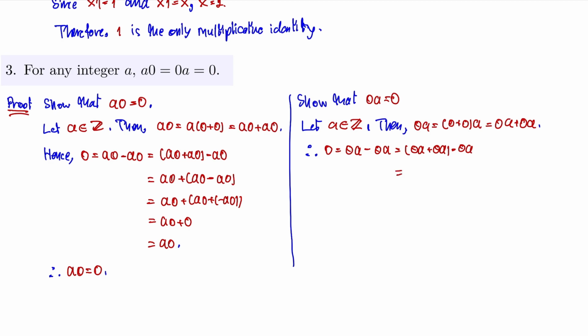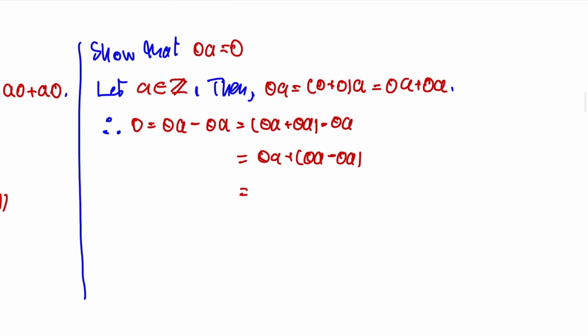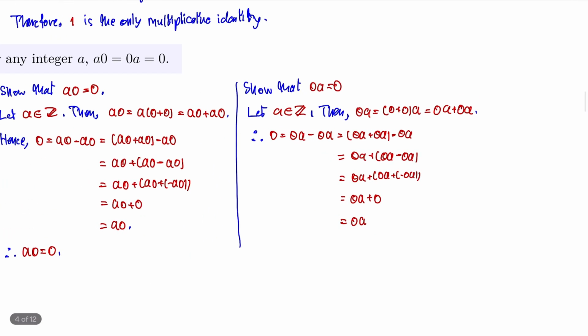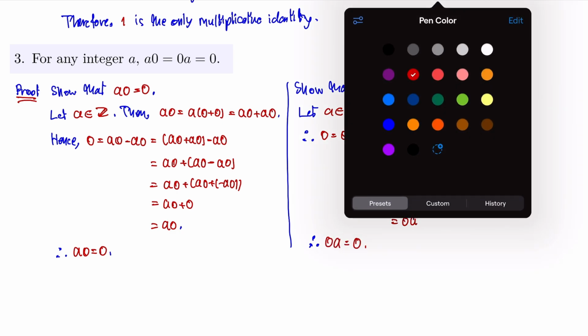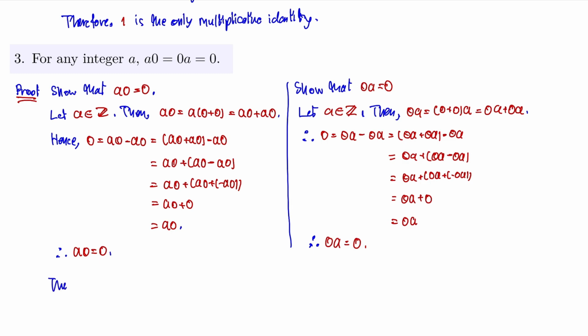And we use the associative property. We have 0a plus 0a minus 0a. Then it becomes 0a plus 0a plus minus 0a. So this one becomes 0. So we have 0a plus 0, so we have 0a. Then 0a becomes 0. So we have shown that a0 equals 0a equals 0.